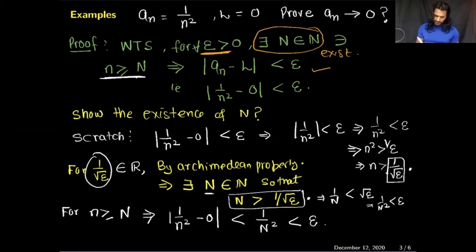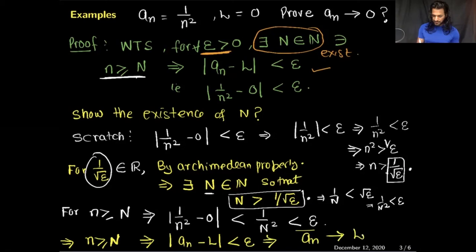So that finishes the proof that whenever n is greater than or equal to N, where N exists from the Archimedean property, this always implies that the absolute value of a_n minus L is less than epsilon. So this proves that the sequence a_n converges to L. What is our a_n? It is 1 over n squared. That sequence converges to 0.